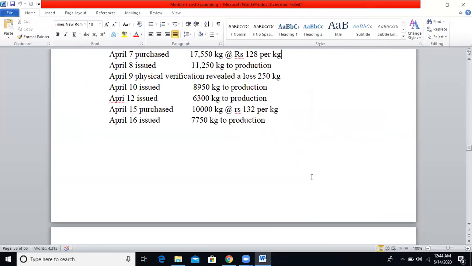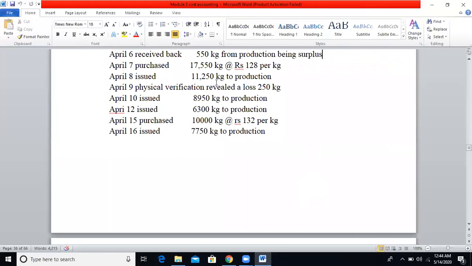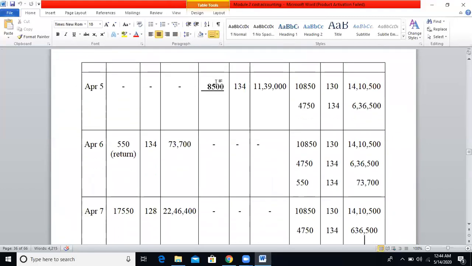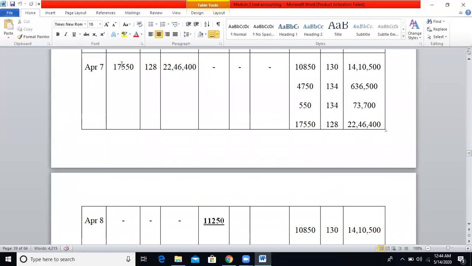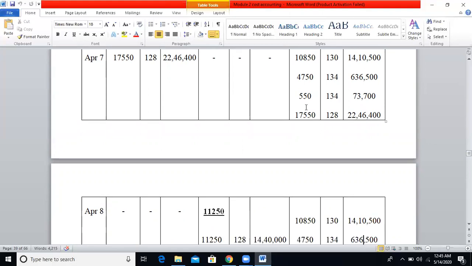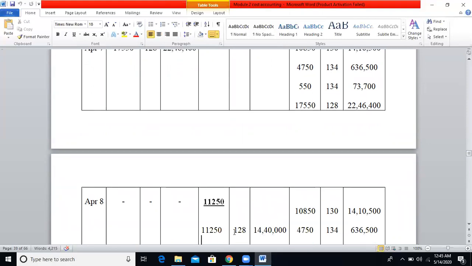The next transaction is April 8th: issued 11,250 kg to the production department. So April 8th we are issuing. So how will you issue? You can directly issue from the last balance, that is from the 17,550 units. So out of 17,550, the required issue quantity will be 11,250. So at what price will you consider? At the last purchase price, that is 128. 11,250 into 128, you will get 14,40,000.